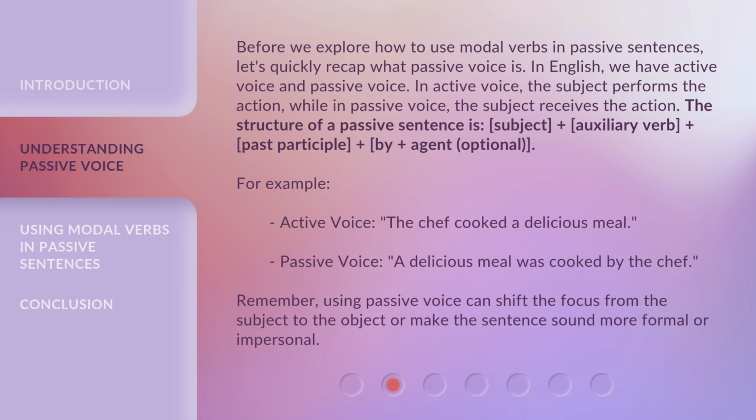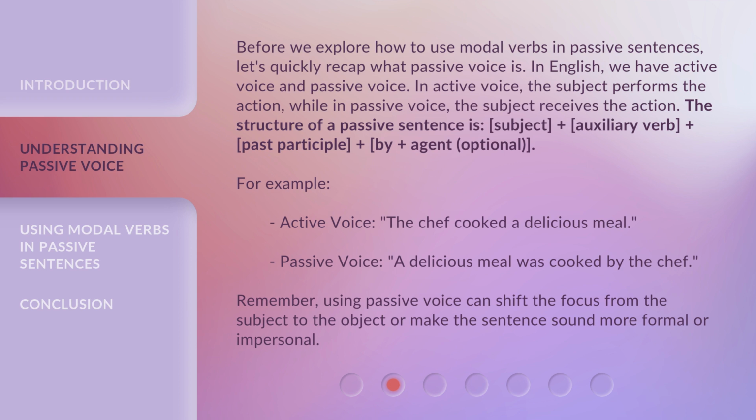Before we explore how to use modal verbs in passive sentences, let's quickly recap what passive voice is. In English, we have active voice and passive voice. In active voice, the subject performs the action, while in passive voice, the subject receives the action. The structure of a passive sentence is subject plus auxiliary verb plus past participle plus by plus agent, optional.